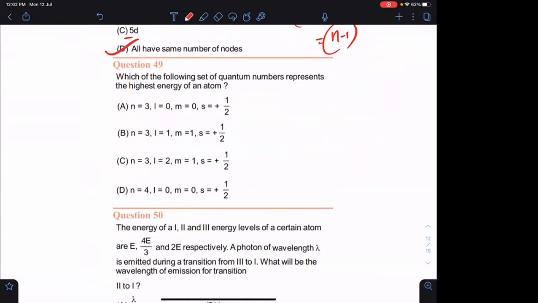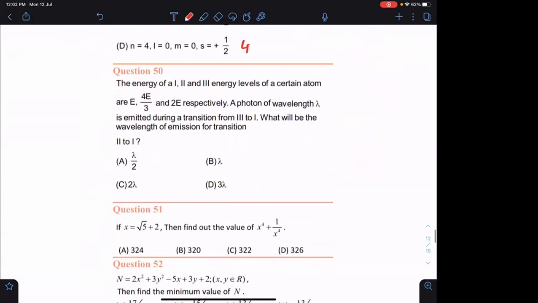Which of the following sets of quantum numbers represents the highest energy? n plus l again. n plus l is 3, n plus l is 4, n plus l is 5, n plus l is 4. So option C. Last question.